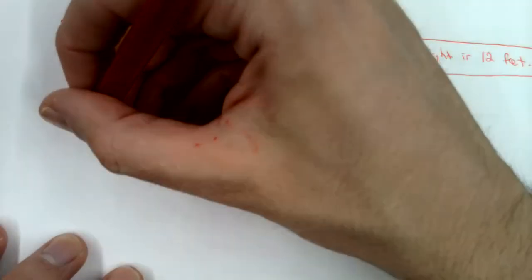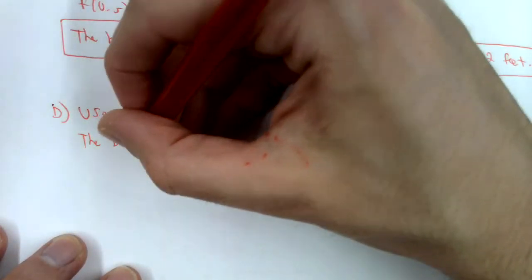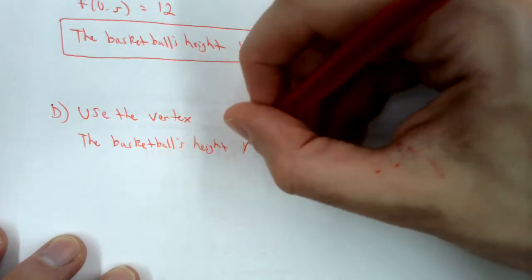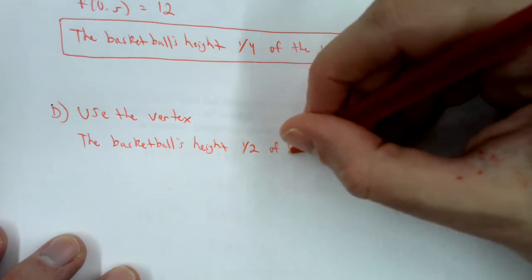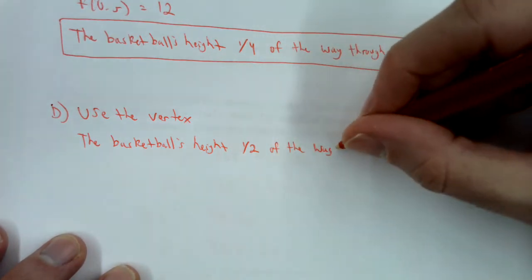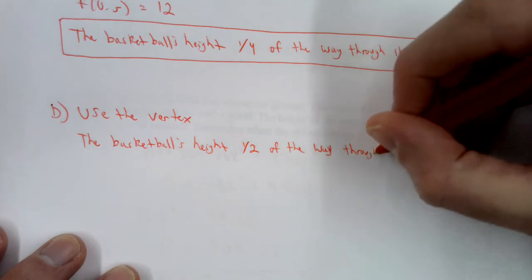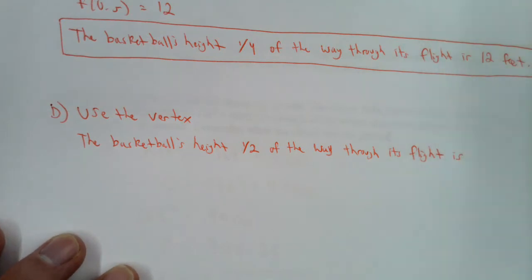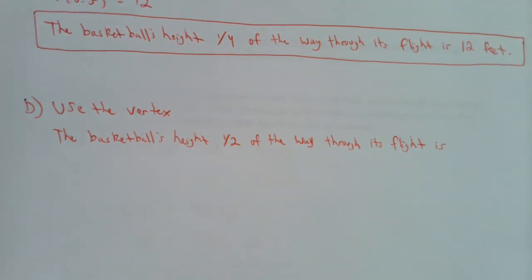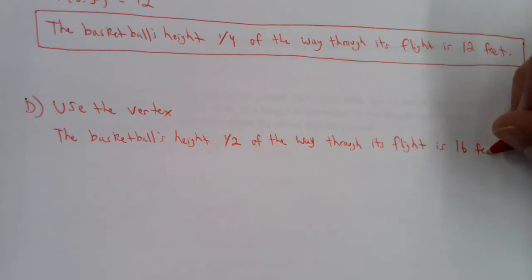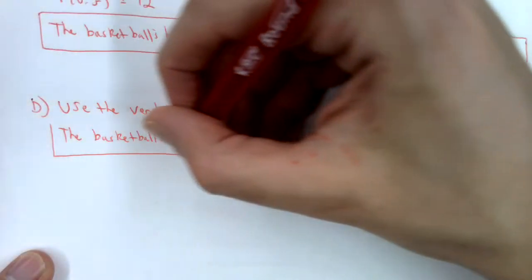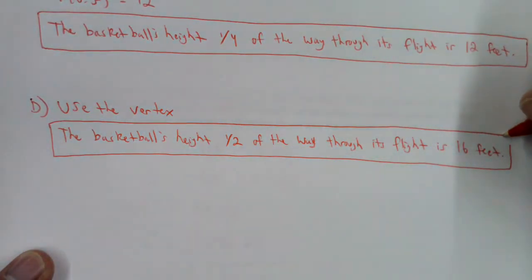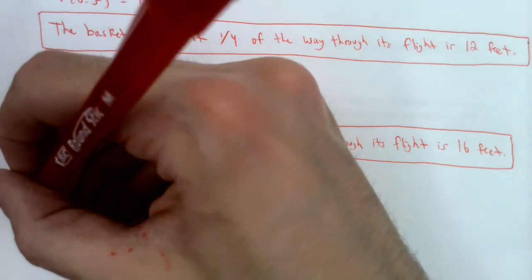The basketball's height halfway through its flight is the same answer as we got in part B, which was 16 feet. Two more parts, and then we are done.